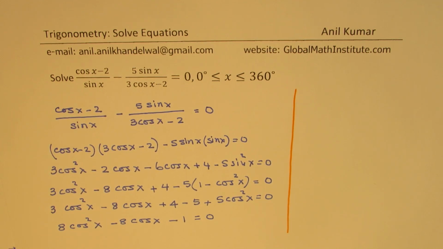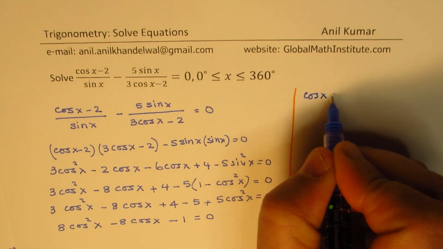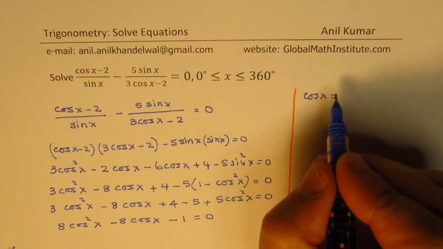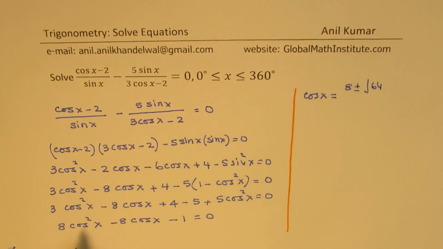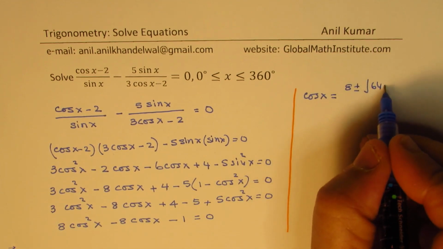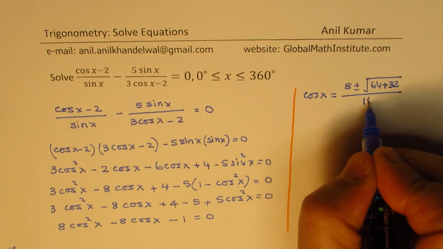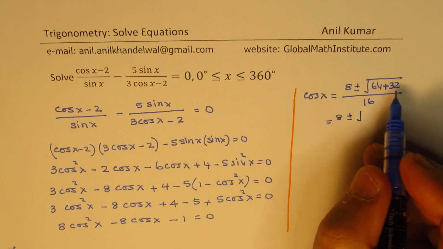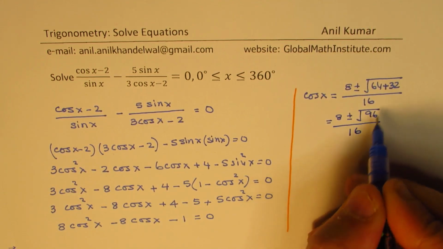So we can write cos x as equal to, we'll use the quadratic formula. So we get minus of b, that gives us 8 here, plus minus square root of b square, which is 64, minus 4ac. So 4 times 8 is 32. That negative makes it positive 32, over 2 times 8, which is 16. So that is 8 plus minus square root of 96 over 16, correct?